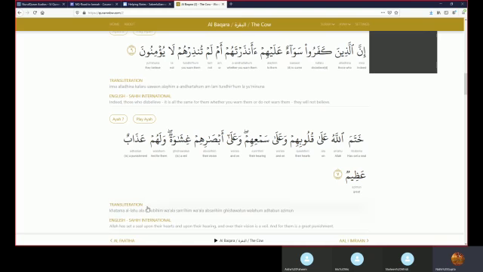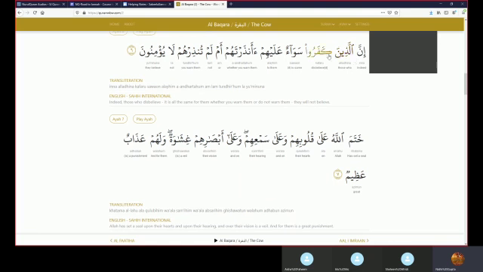So the meaning of this verse is Allah subhanahu wa ta'ala has set a seal on their heart. Their hearts have been blocked now. There's a seal on their hearts, upon their hearing, and over their vision there's a veil, and for them is a great punishment. Okay, so let's just go over this in a little bit more detail, inshallah.